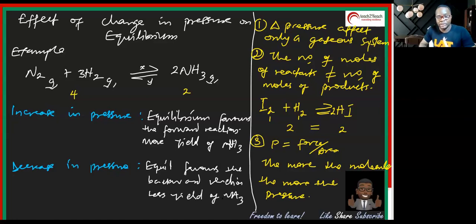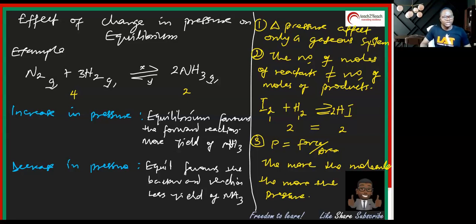Yeah, because we'll need to later relate this to the Haber process and the contact process. Okay? Haber process and contact process. So equilibrium favors the backward reaction, and that's simply less yield of ammonia. Okay, so basically that is how pressure affects the position of equilibrium.